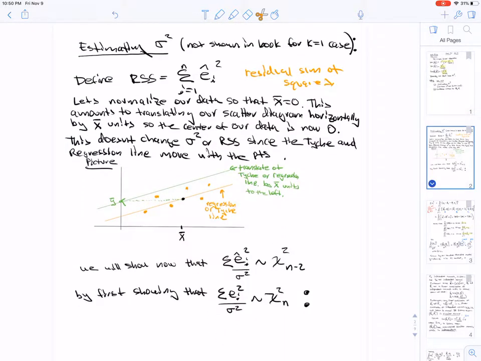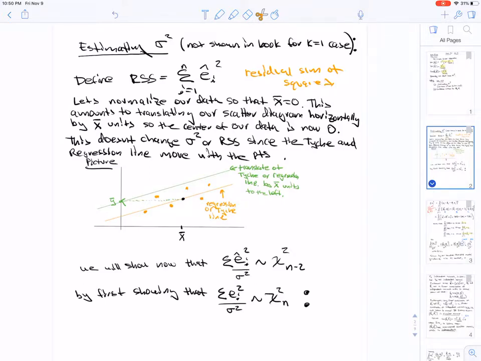So we're going to define the residual sum of squares to be the sum of the residuals squared, and we're going to normalize our data so that the mean of our predictors is 0. This amounts to translating our scatter diagram horizontally by x bar units so that the center of our data is now 0. This doesn't change sigma squared or RSS since the regression line moves with the points.